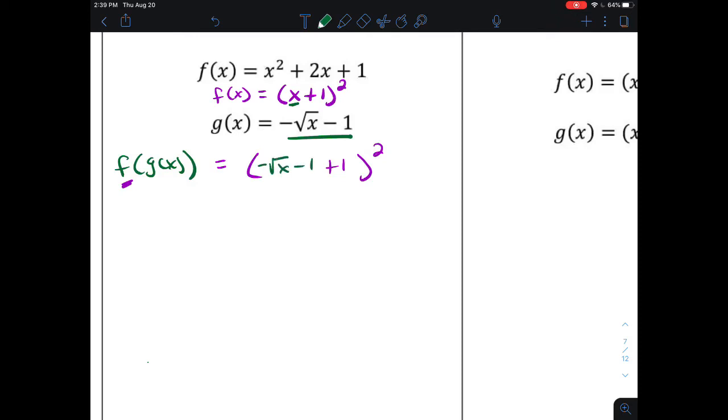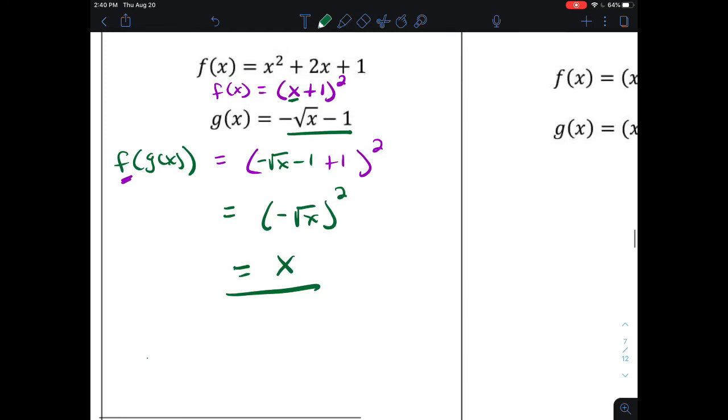And now I'm looking to simplify this. Well, the 1's will cancel out. I have the negative square root of x being squared. And if I square the negative square root of x, I'm left with just x by itself, which means that f of g of x yielded just x, which means that f and g are inverse functions.